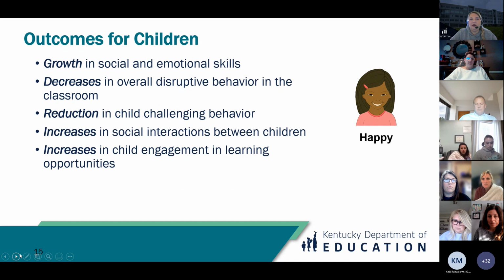So that becomes our outcomes for our kids with the pyramid model: growth in social emotional skills, a decrease in disruptive behaviors, a reduction in challenging behaviors, but an increase in appropriate social interactions, and increased child engagement and learning opportunities. Those last two we want to increase, but that can't be done behind a desk. That can't be done without teachers roaming around the classroom, having positive interactions in the learning centers.